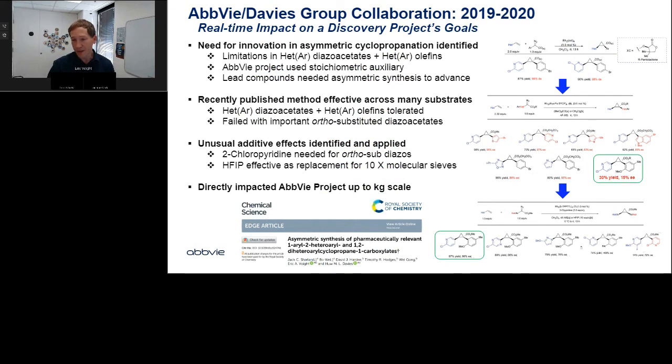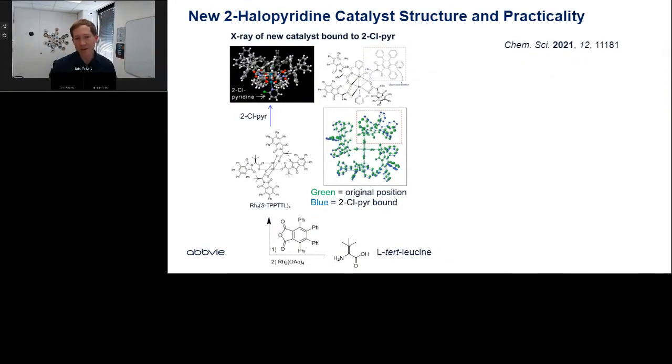But it turned out that just including 2-chloropyridine as an additive actually solved this problem and gave universally high selectivity in these types of reactions when there was an ortho substituent. So it turns out that if you take the catalyst, you can actually grow a crystal structure of the catalyst with the 2-chloropyridine bound. And we found that this perturbs the structure of the catalyst and really allows optimal interaction with these ortho-substituted compounds.